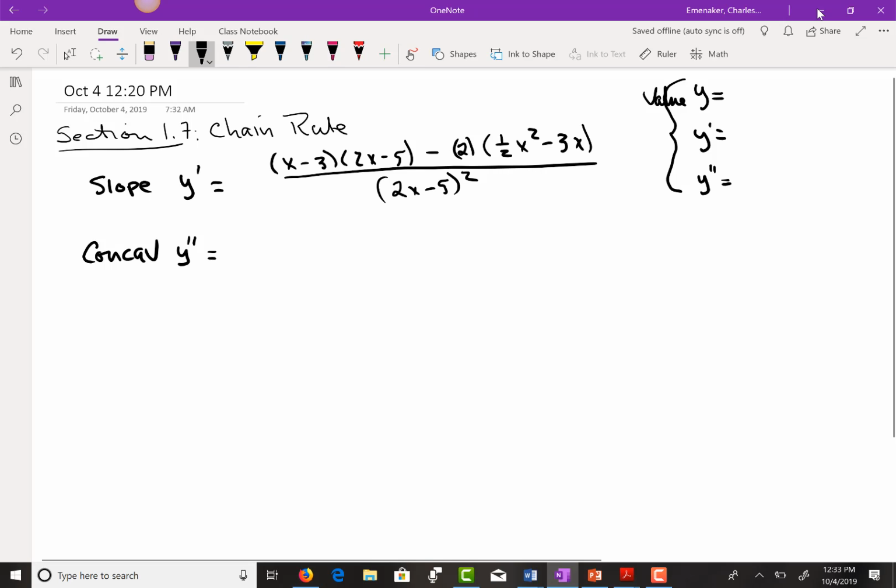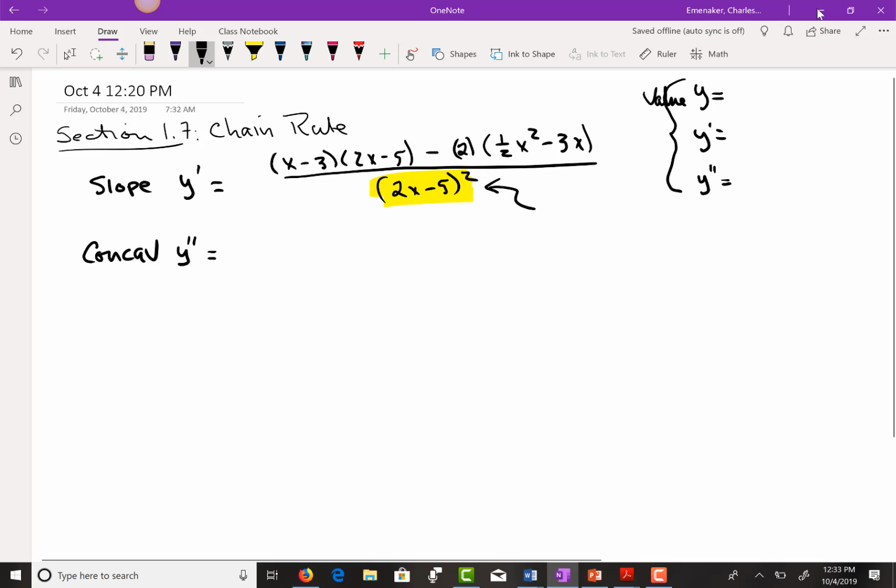Now, when we go to take these second derivatives, we're going to have to be able to deal with derivatives of things like this. This is a scenario where you have a function inside of a function. You have 2x minus 5 inside of the squaring. One way to deal with taking the derivative of that is to square it out.